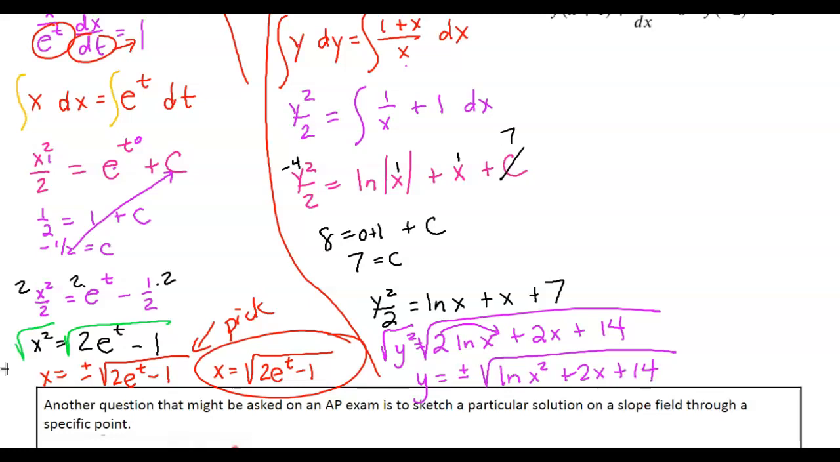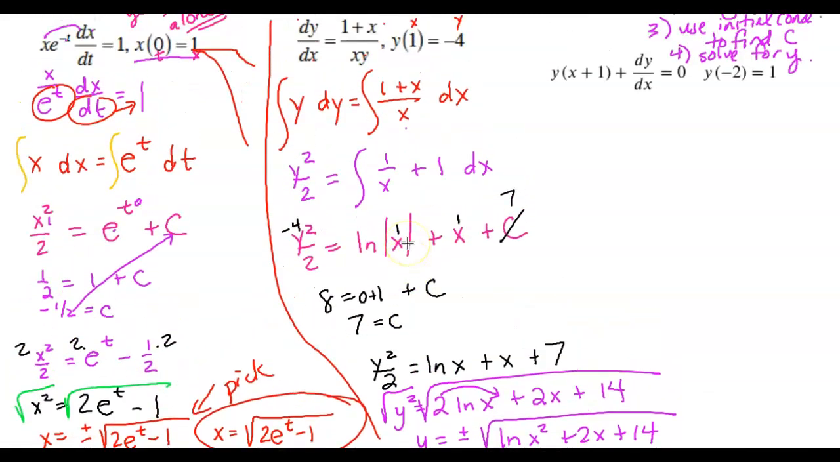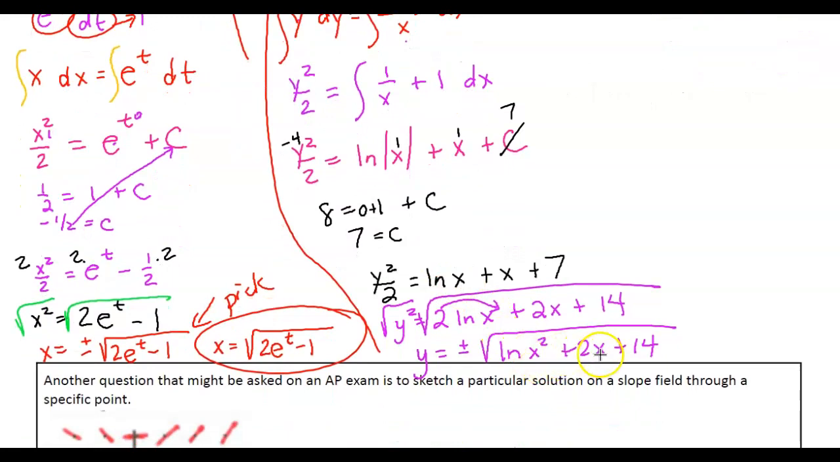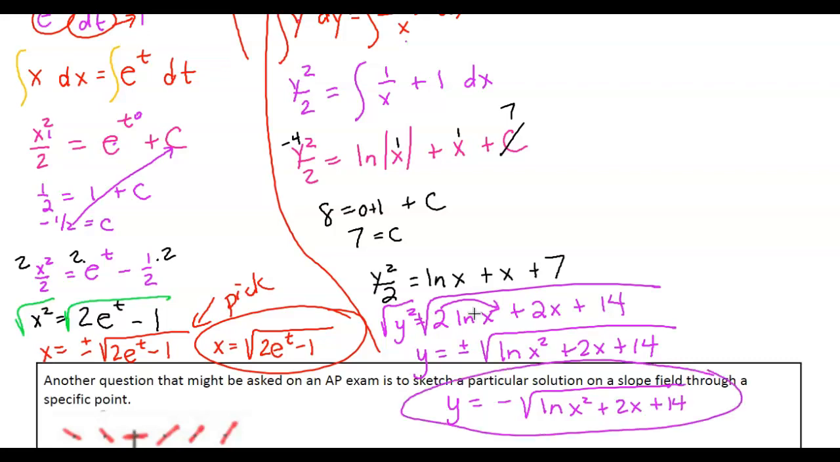And so we need to pick which one, if I plugged in 1, would give us -4. So if I plug in 1, I'm going to need the negative. So the natural log of 1 is 0. 2 times 1 is 2. 2 plus 14 is 16. The square root of 16 is 4. So it does work out. So we need y equals the negative. And so if you don't use that log power rule, you'll think it doesn't match up, but it really does. Excellent review.